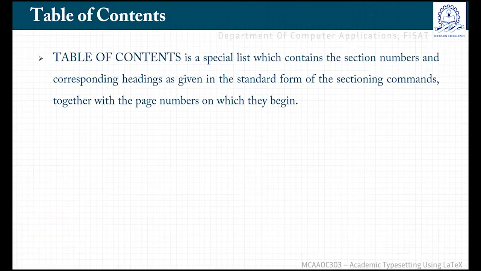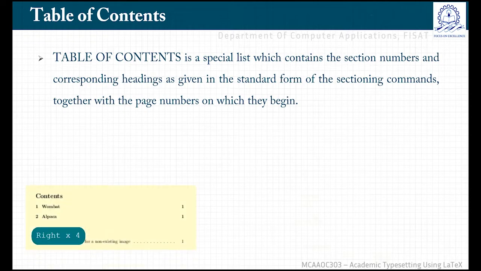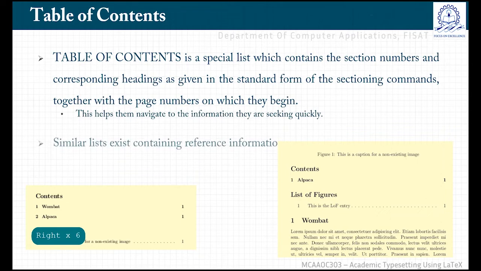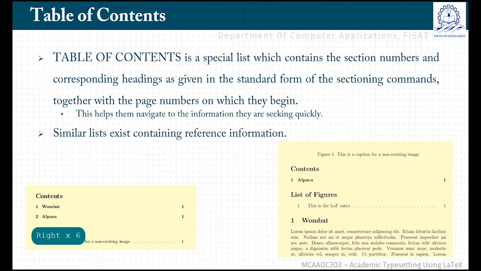In other words, the table of contents is a special list which contains the section numbers and corresponding headings as given in the standard form of sectioning commands, together with the page numbers on which they begin. These are some of the examples of a table of contents in a textbook. So it basically helps one to navigate to the information they are seeking quickly. Similar lists exist containing reference information such as list of tables and list of figures.